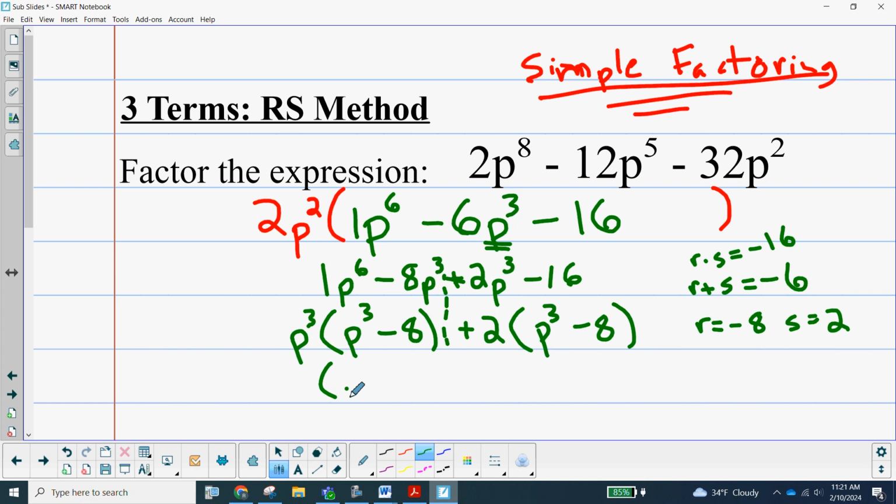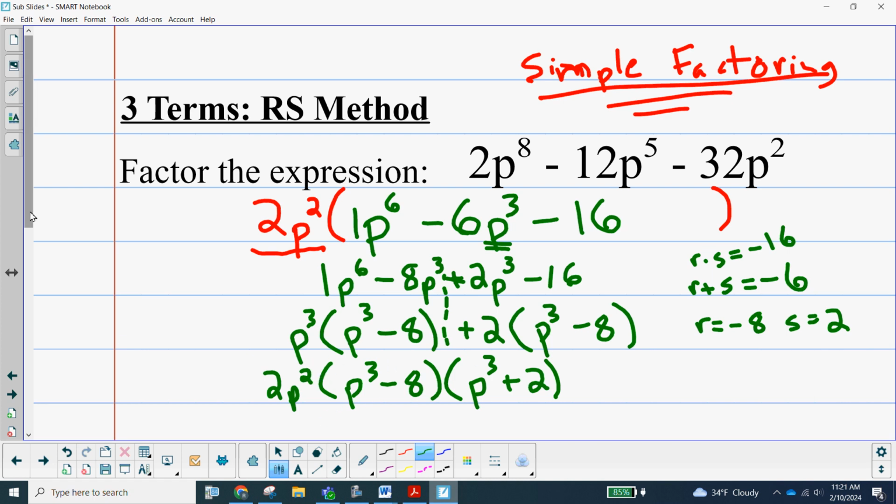All right. Take out the common binomial, p cubed minus 8. The other one's going to be what's left, p cubed plus 2. There we go. And now people are going to be tempted to say, I'm done. There's a few things. One, that 2p squared from the beginning, we want to make sure we bring that down. So we want to bring down that 2p squared from the start.